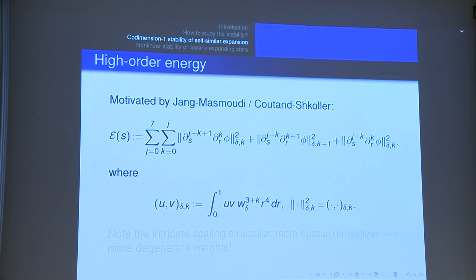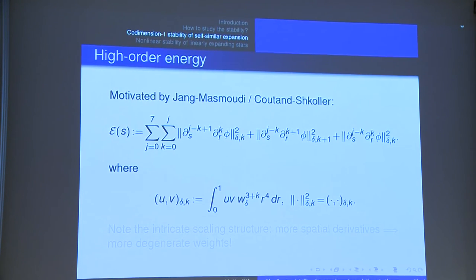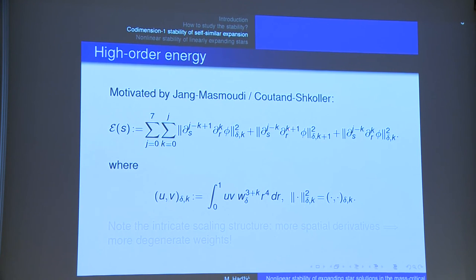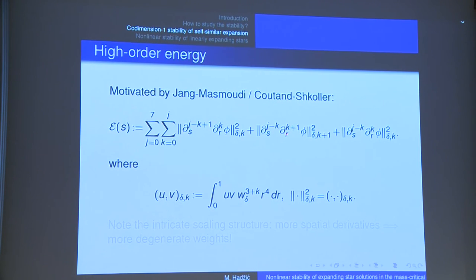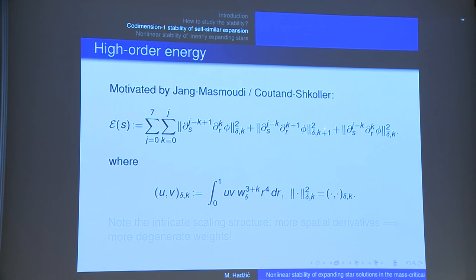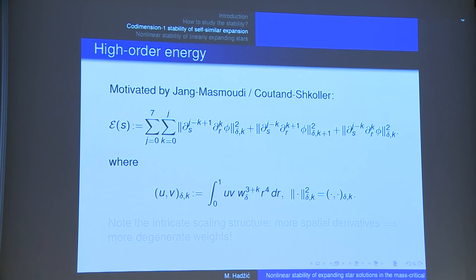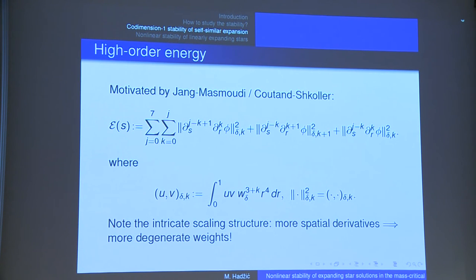Indeed, I don't want you to gain any intuition from this. All I want you to see is that each time I take a further normal derivative, I have to raise some index in my weight. And this is how this works. These delta k spaces basically mean you add a k-fold power of w delta to your weight. And this is the only way you can do it. So more spatial derivatives implies more degenerate weights.